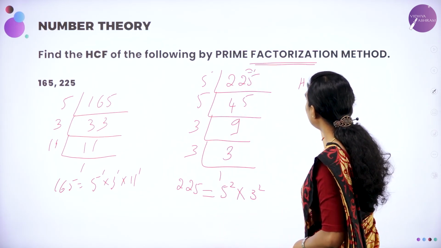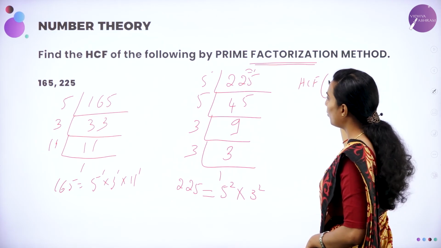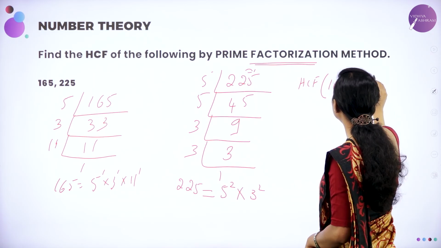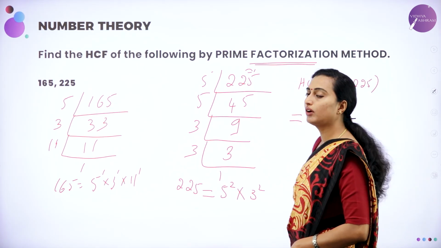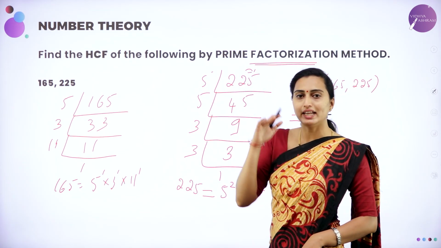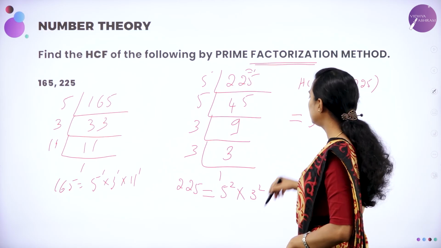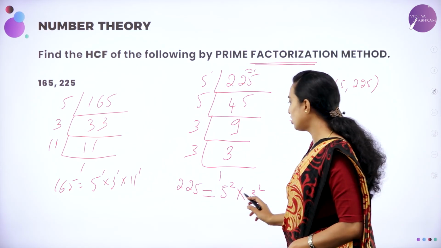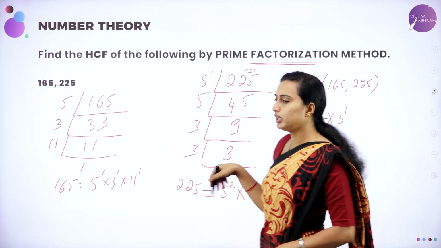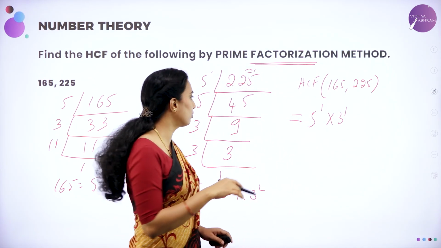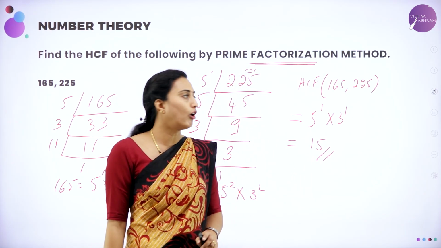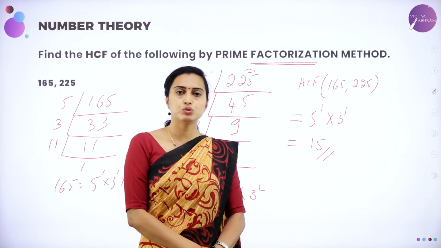Let me write the HCF of 165 and 225, which is equal to, what is that? You are going to take the common numbers. 5 is common, 5 is common, the least power, which is 5 power 1. Again 3 is common, 3 is common, the lowest power is 3 power 1. But 11 is not common in both, therefore 11 cannot be written. So 5 threes are 15. That is your HCF of 165 and 225.